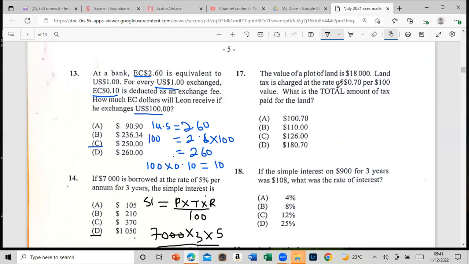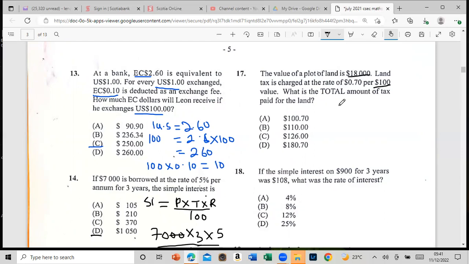Alright, so the first thing I would want to see is the rate per 100. We're going to convert this by finding out how many hundreds are in this. That's 180, and it's multiplied by 70. I'm going to put the 70 first, and then I'll put the decimal point. The answer is 126.00. You guys can multiply it through.